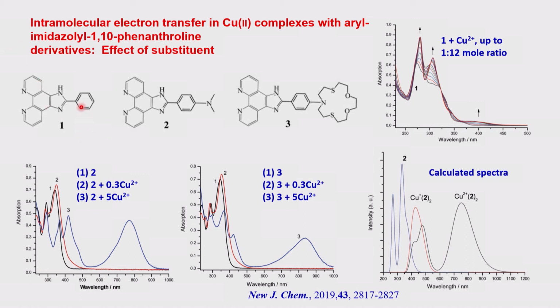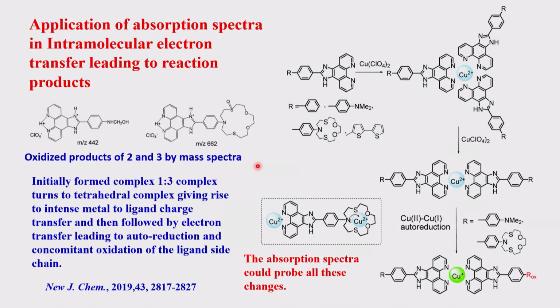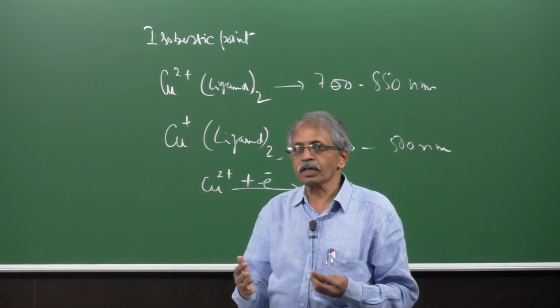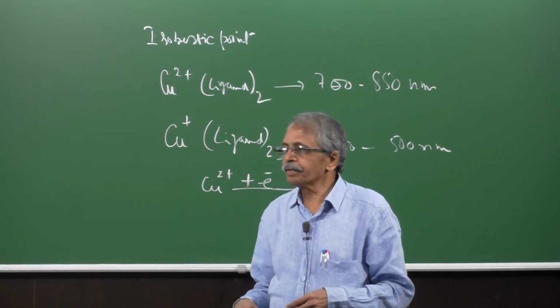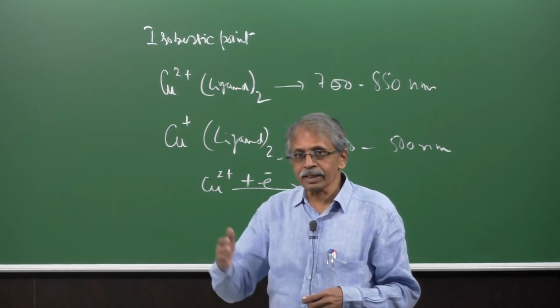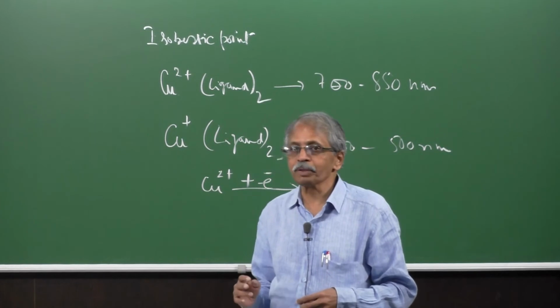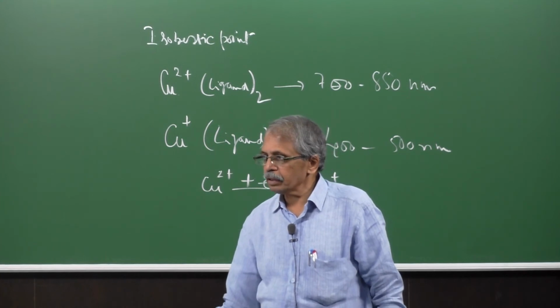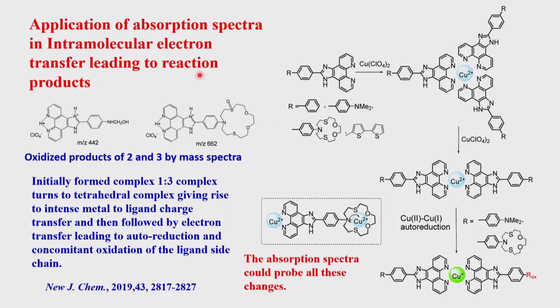Okay, these are all similar except that the electronic factors are changing. Just the phenyl, dimethylaminophenyl, and then this one. So that means you can apply the absorption spectral study even to study the intramolecular electron transfer. Generally electron transfers are studied by electrochemistry methods, by measuring the redox, but when you study the electrochemical methods, you can also parallelly study the absorption spectra, because the absorption spectra are also changing. So this is an application of absorption spectra to intramolecular electron transfer leading to the reaction products. Intramolecular means you don't require an electrode to support this. So as such it happens.